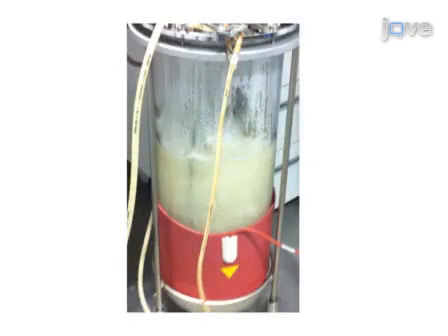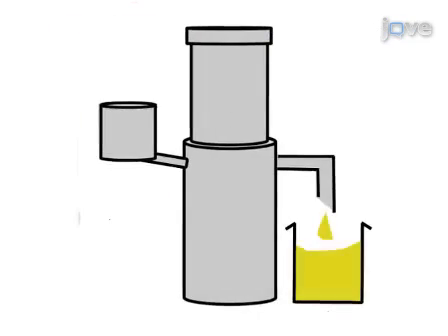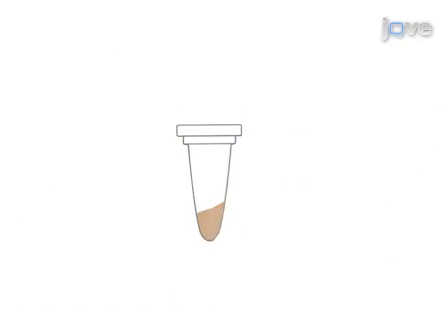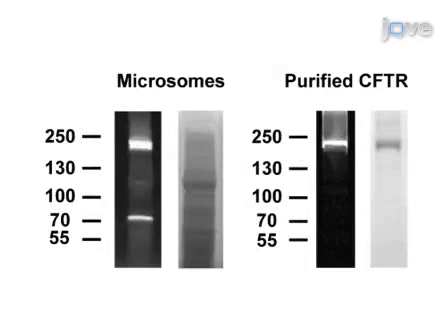Then the highest CFTR expressing colonies are grown in a 15 liter fermenter culture. Finally, the cells are lysed and CFTR containing microsomes are prepared. Ultimately, the results show expression and extraction of GFP-fused CFTR through in-gel fluorescence and fluorescence microscopy.